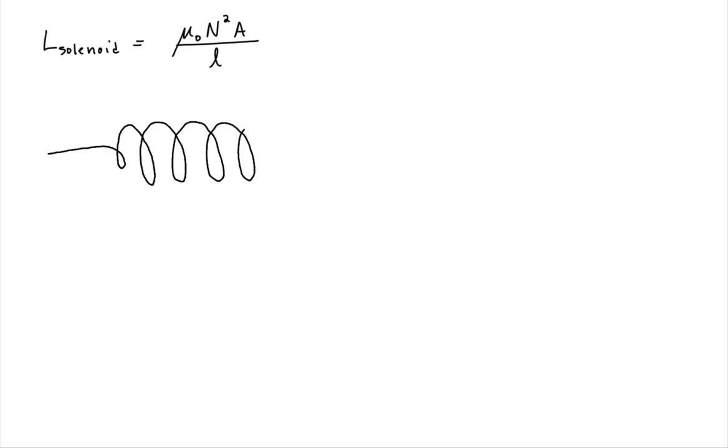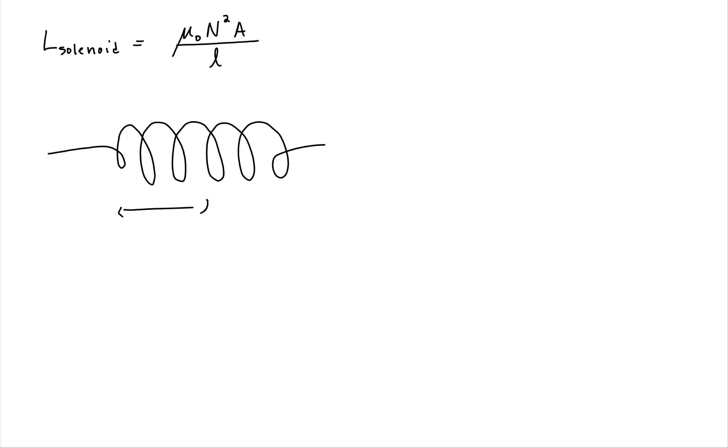We're going to show that the inductance of a solenoid is equal to the product of the permeability of free space, the number of loops squared of the solenoid, the area of one of the solenoid's loops over the length of the solenoid. To help us with our proof, let's sketch a solenoid.